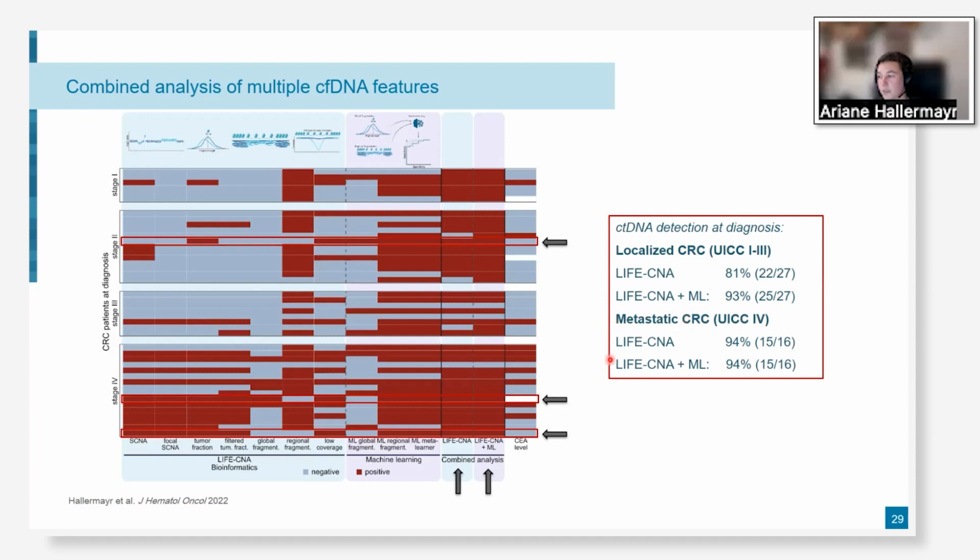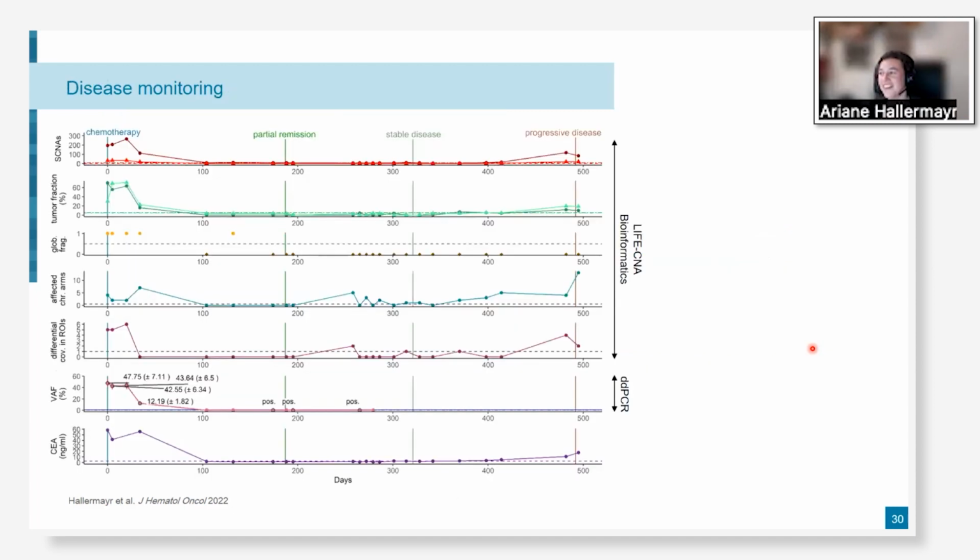And in case of metastatic colorectal cancer, no difference was observed anymore, whether using only the bioinformatics analysis or live CNA in combination with the machine learning classifiers. And this, in combination with the results we obtained for patient samples collected in remission, still indicates that live CNA without the machine learning classifiers is a really promising and highly sensitive approach for ctDNA detection at diagnosis. In addition to only focusing on ctDNA detection, I also wanted to analyze whether live CNA might be applicable for disease monitoring.